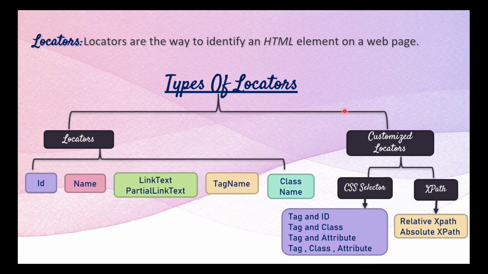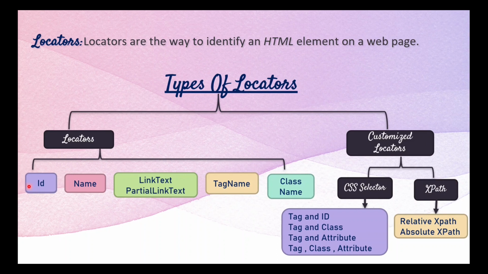Now there are different types of locators. One is the locator, the second is the customized locator. Under locator we have the ID, the name, the link text and the partial link text, the tag name, and the class name. Whereas in customized locators we have the CSS selector and the XPath. Now this XPath is one of the most important locators, and it is frequently used by many automation testers because it is one of the easiest, and we will be using a plugin for this XPath that is called the ChroPath plugin. So choosing XPath as a locator will be one of the easiest options.